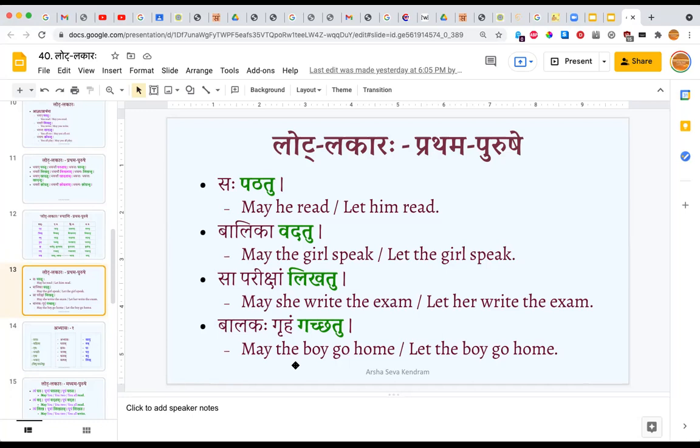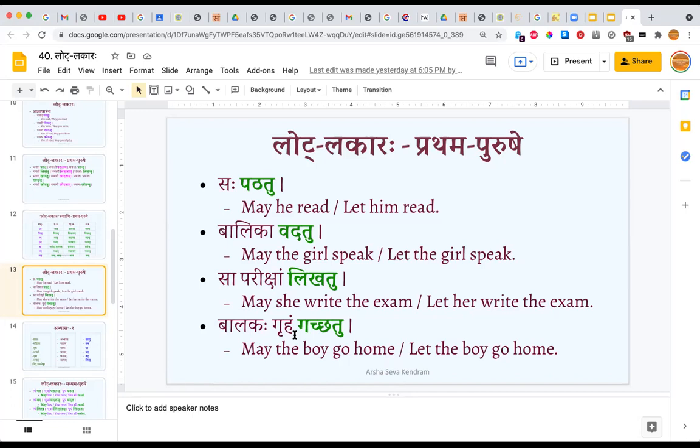So, Balaka gruham gacchatu, boy go home, can it be the same way? Boy go home means we are telling the boy to go home, so Bhavan is implied. Hey Balaka, Bhavan gruham gacchatu. So you are addressing the boy directly. But Balakah gruham gacchatu is you are telling or commanding somebody else. Let the boy go home.